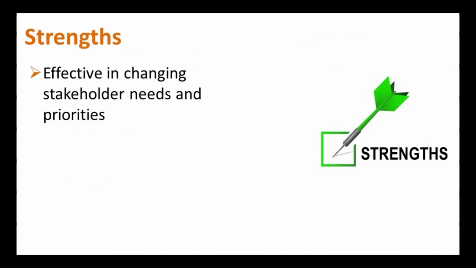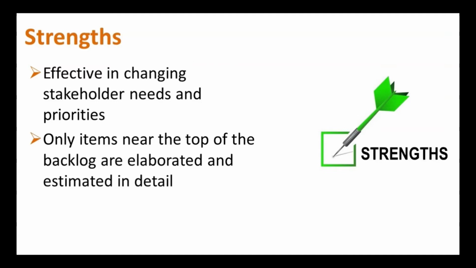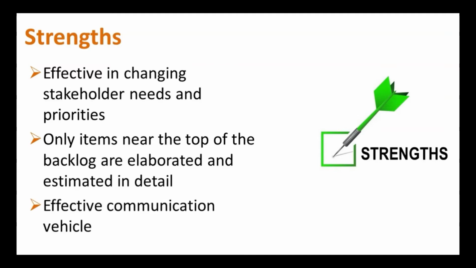Strengths of backlog are effective in changing stakeholder needs and priorities. So if you see, backlog management constantly tries to reprioritize the items on the backlog, and hence even if your needs are changing, you still can accommodate changing needs. Only items near the top of the backlog are elaborated and estimated in detail. So you save a lot of time because of that. And it's an effective communication vehicle.